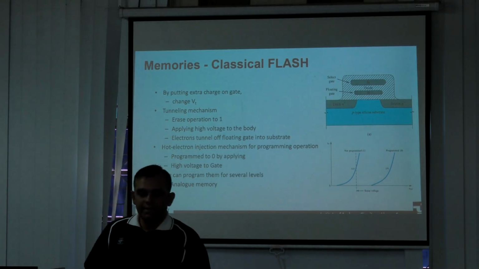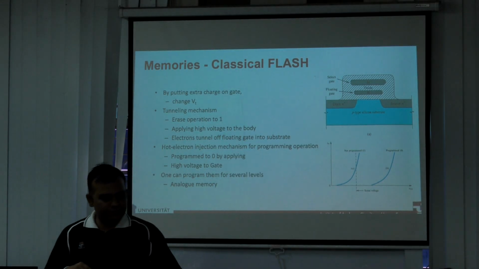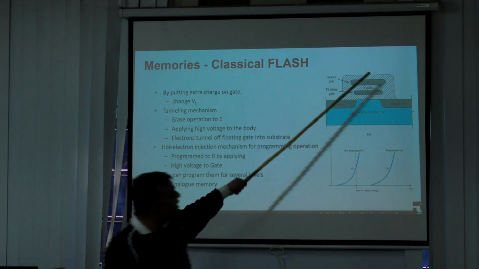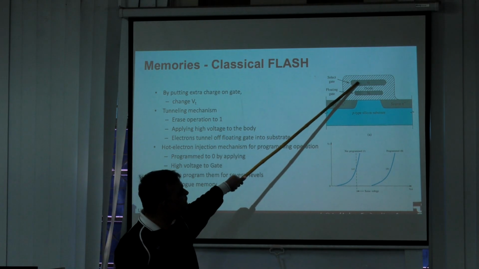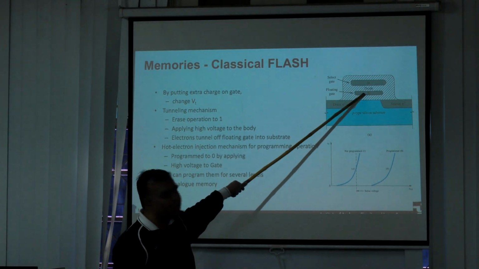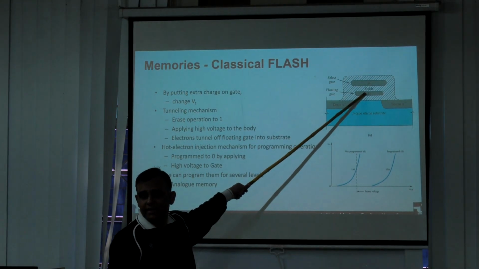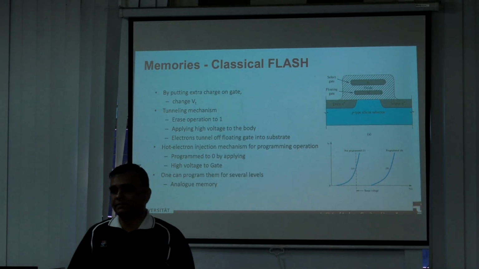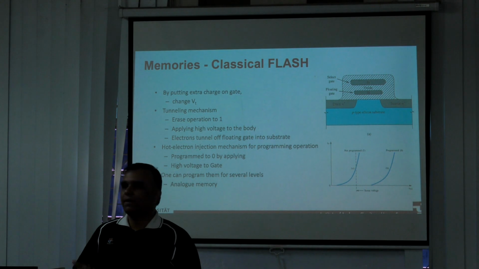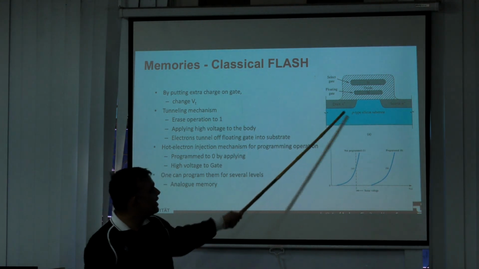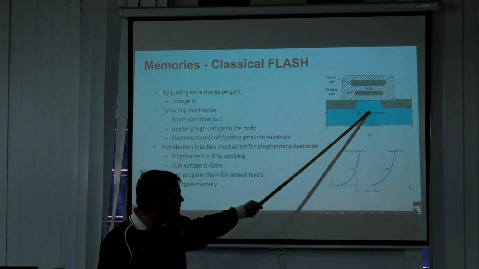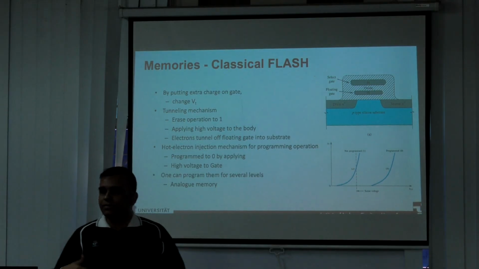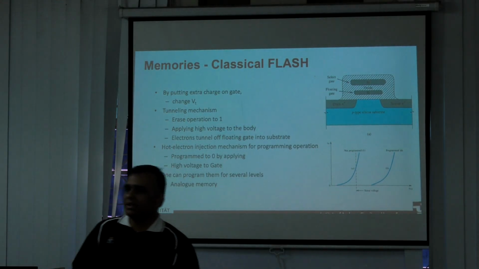Okay? The idea is, by using tunneling operation, if I apply a high voltage here, some charge will tunnel through this dielectric and come on this thing. Okay? That charge staying there changes the threshold voltage of the transistor. If I want to remove it, I apply a high voltage to the body, and this charge tunnels through hot electron tunneling and then goes away. So that's how you program and discharge a flash gate.